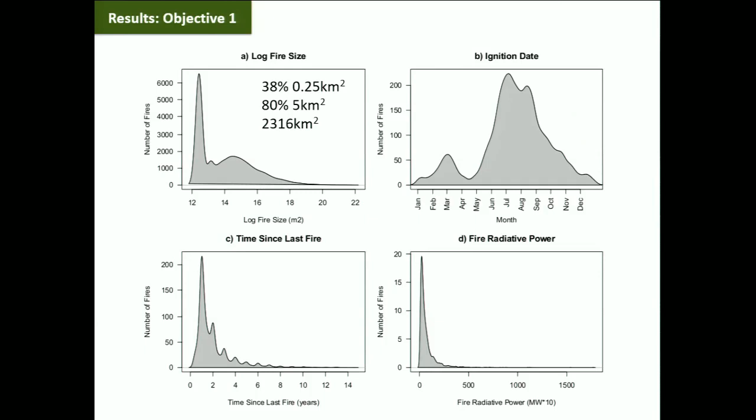Looking at the ignition date, here we've just got month along the bottom axis. Serengeti has a bimodal rainfall season, so two wet and two dry seasons. And surprisingly enough, fire occurs when it's dry. Really important finding there.